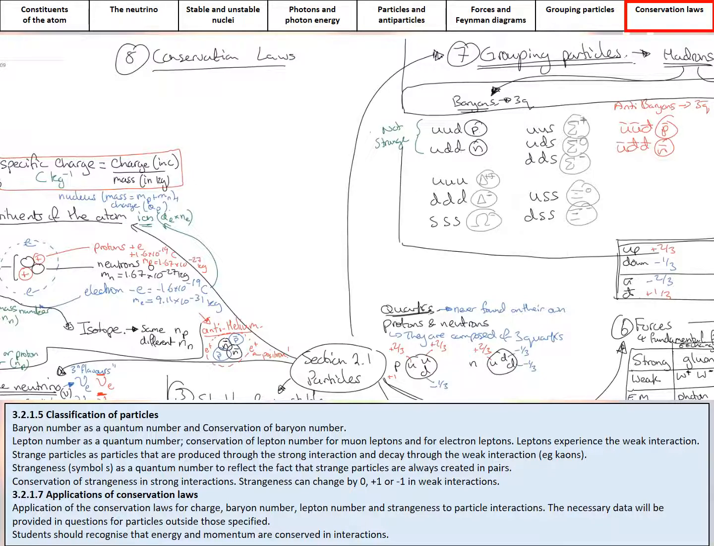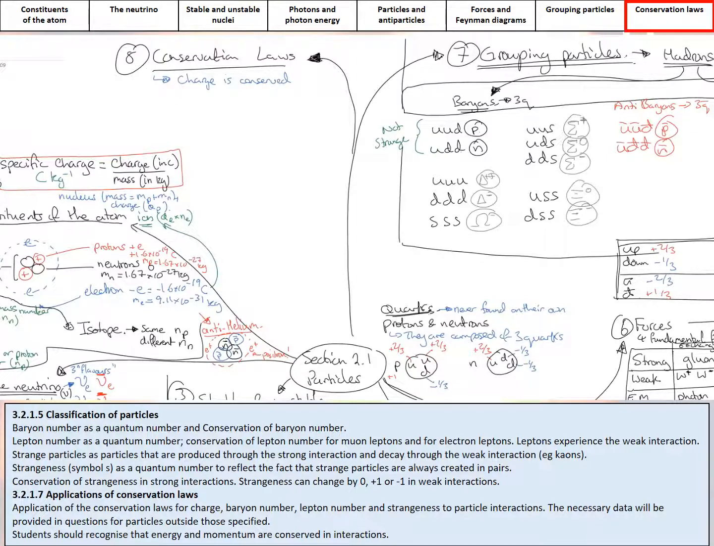Which tries to make sense of some of these particle interactions like beta decay and explain why you have an antineutrino instead of a neutrino. So to do this, we need to introduce some quantities. So we know that charge is always conserved. This is not new.